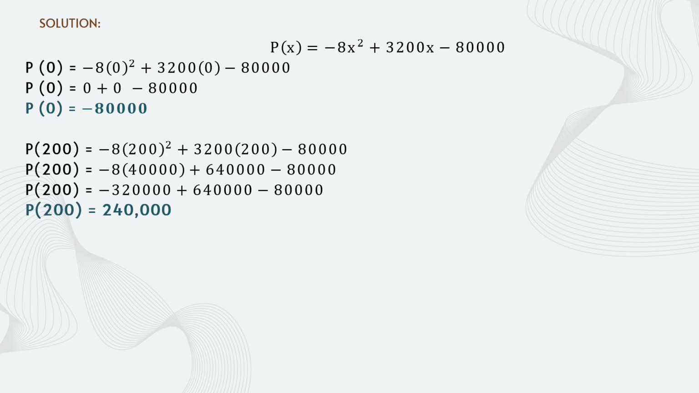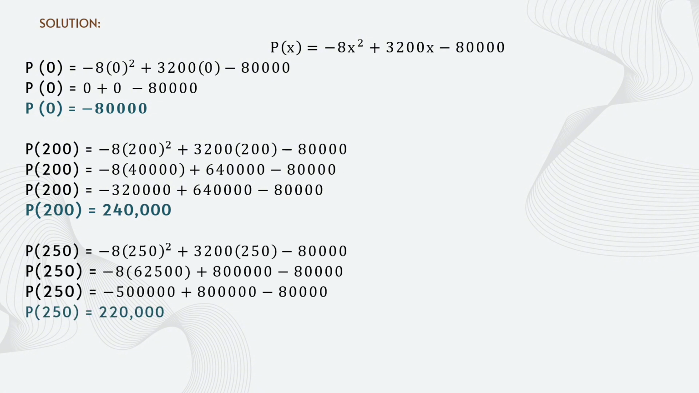How about if our x is equal to 200? Now, let's plug in 200 to our profit function. P(200) = -8(200)² + 3,200(200) - 80,000. If our x is equal to 200, our P(200) is equal to 240,000.